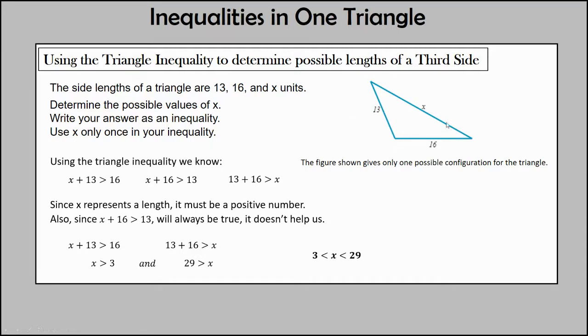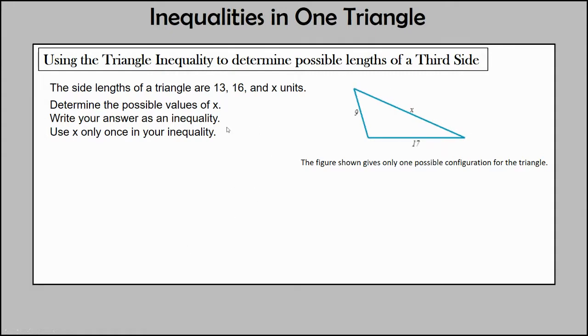Okay, if you look up here, if you take the difference of the two sides you're given, 16 minus 13, that will be the lower end of your values for x. And if you add them together, that'll be the higher end of your value. And then x has got to be between those two numbers. That's the easy way to do this. So you're given two sides, subtract them, that's your low value, add them, that's your high value, and then your third side has got to be between those two.